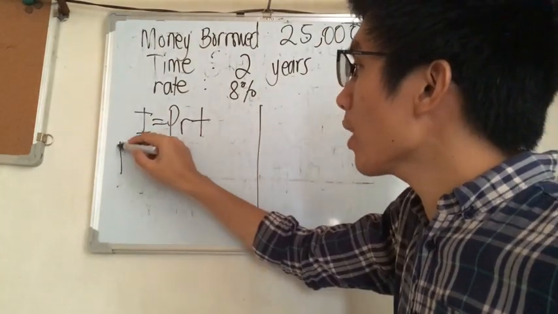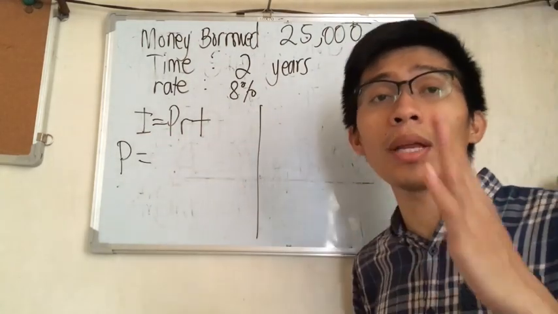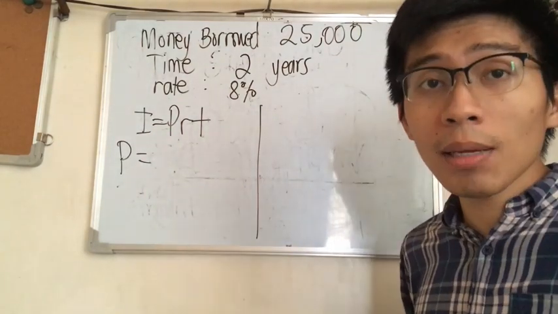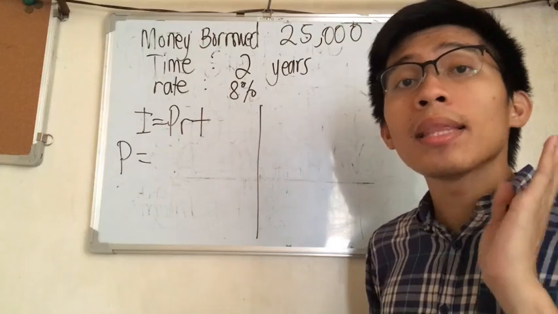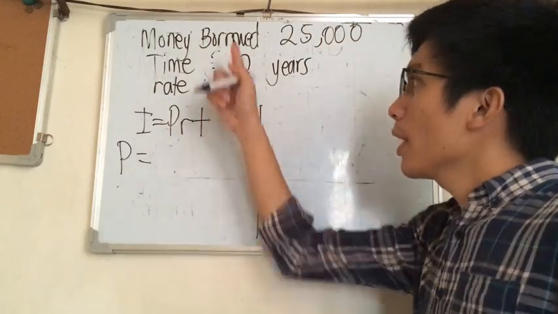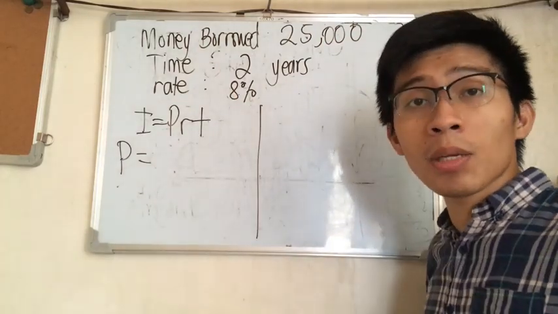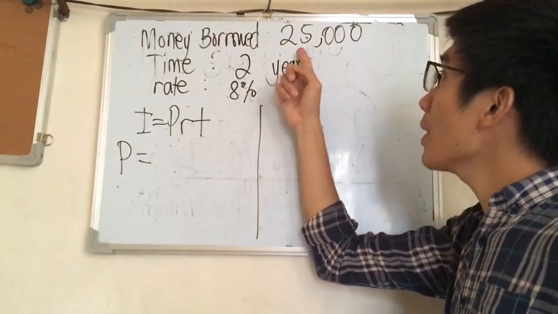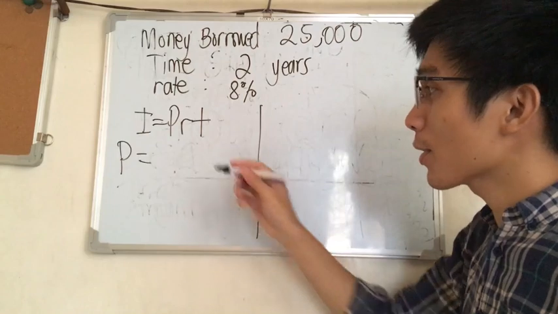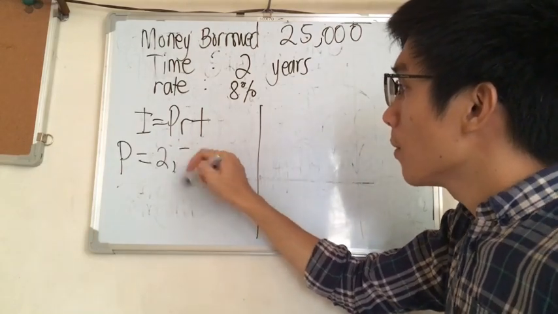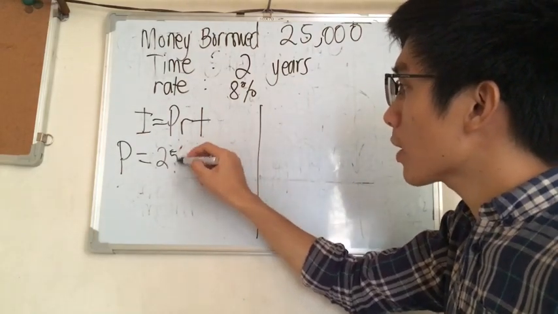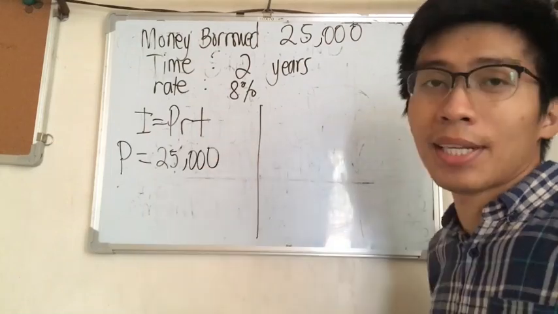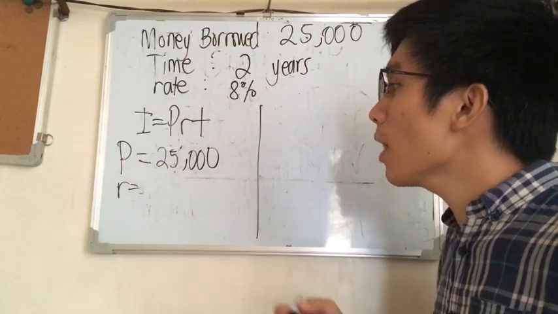So let's identify my P. Again, what is P? That is the principal amount, or in short, the amount that you borrowed. In this example, what is my principal amount? My principal amount is 25,000 pesos. Therefore, my P here is 25,000.